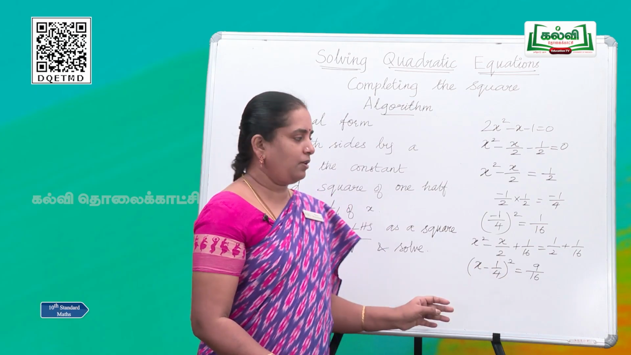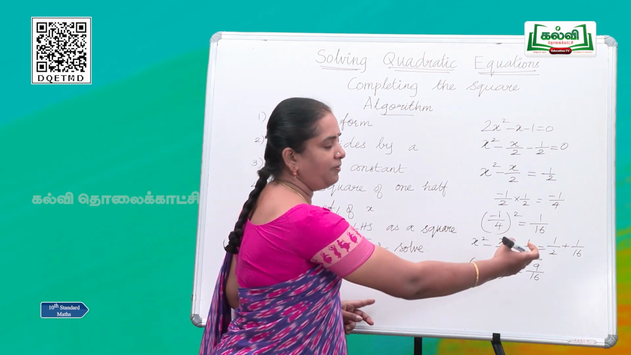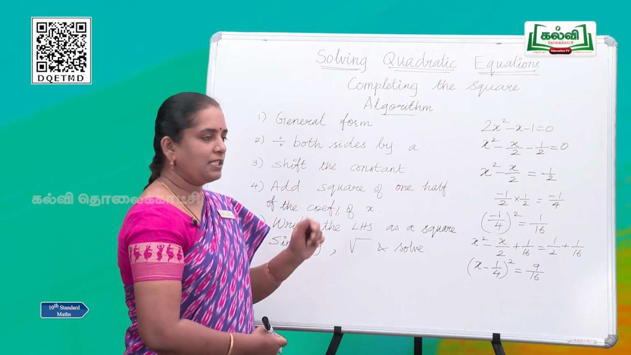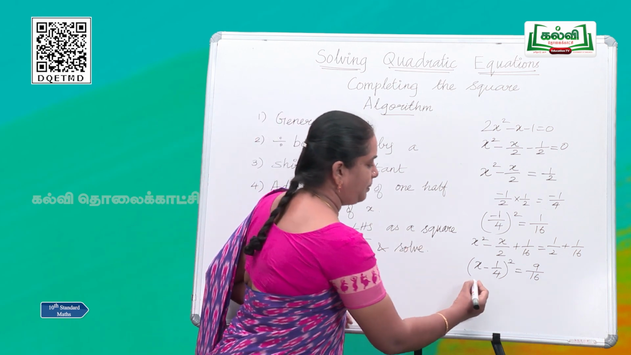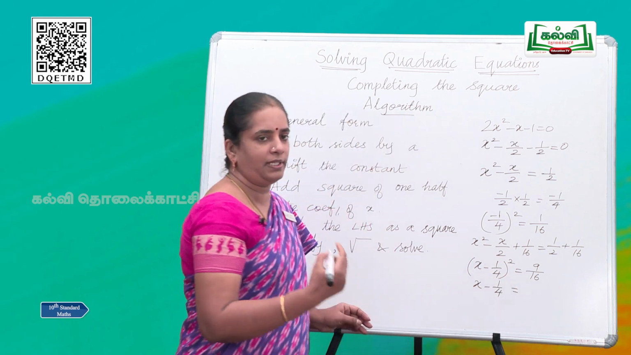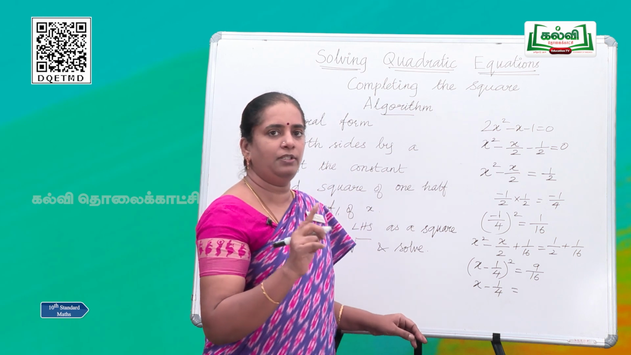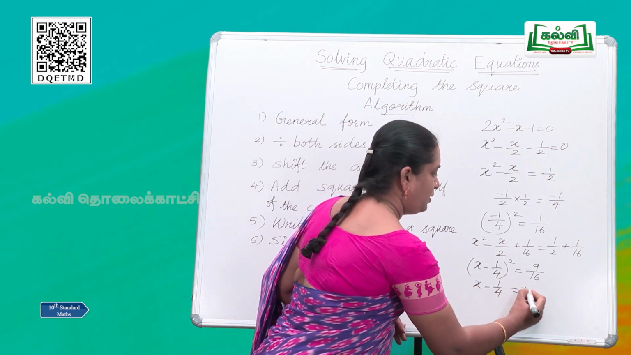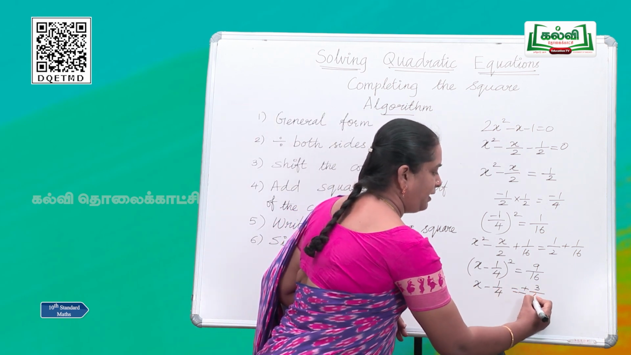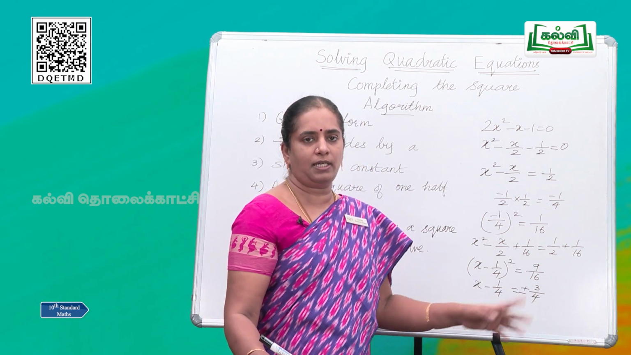We are going to take the square root. In the last step, we have to simplify. So, we have simplified the right side and then take the square root. Taking the square root, it becomes x minus 1 by 4; square and root get cancelled. Here, taking the square root, we have the plus or minus symbol, you know what it is. So, plus or minus 3 by 4. So, x minus 1 by 4 is equal to plus or minus 3 by 4.